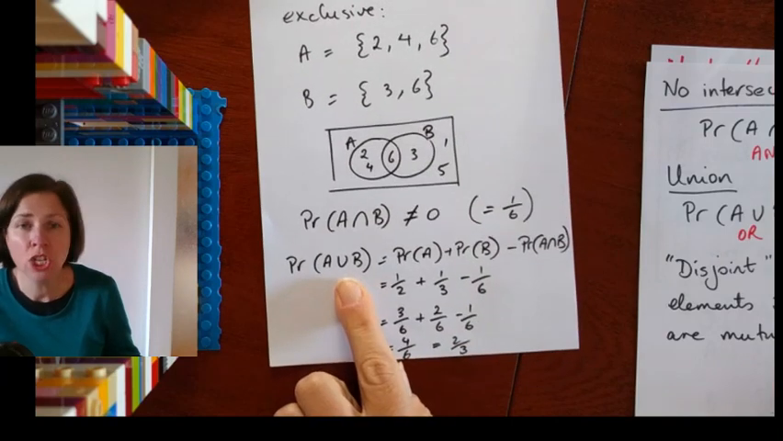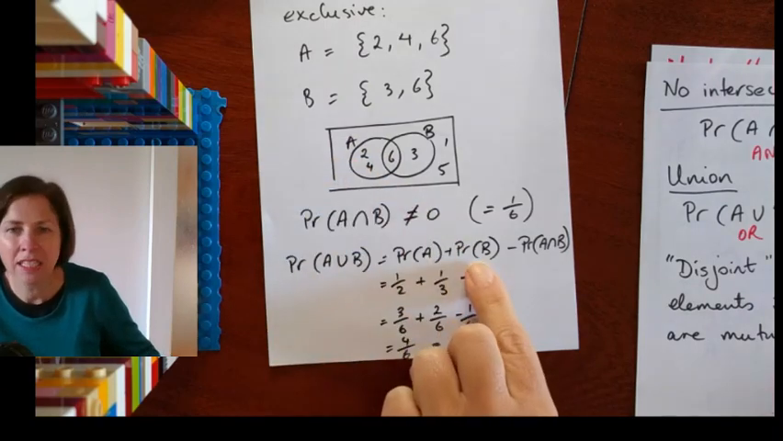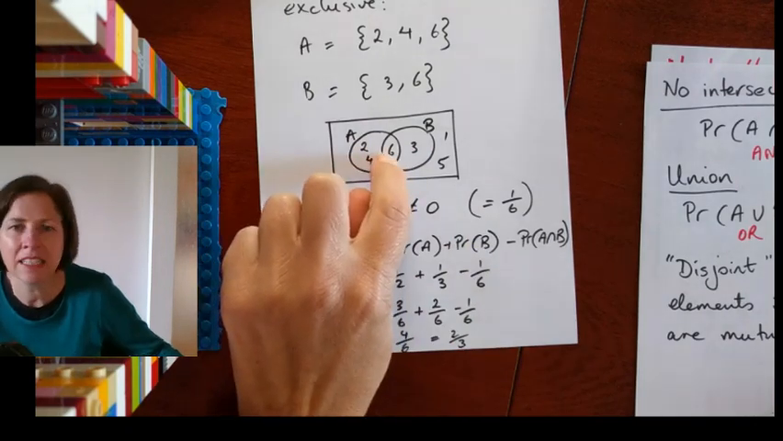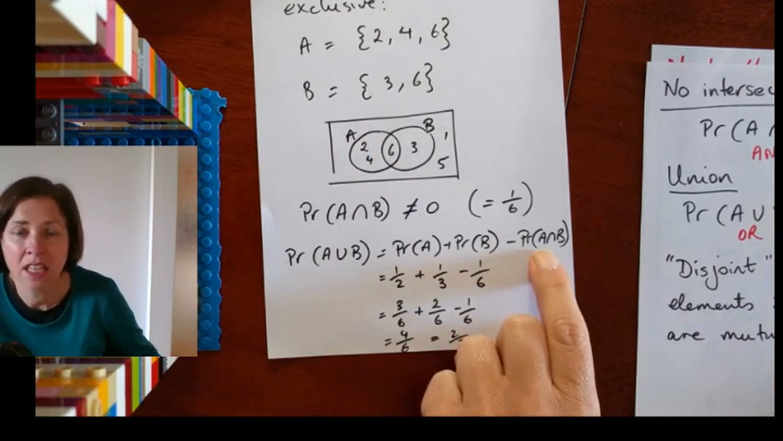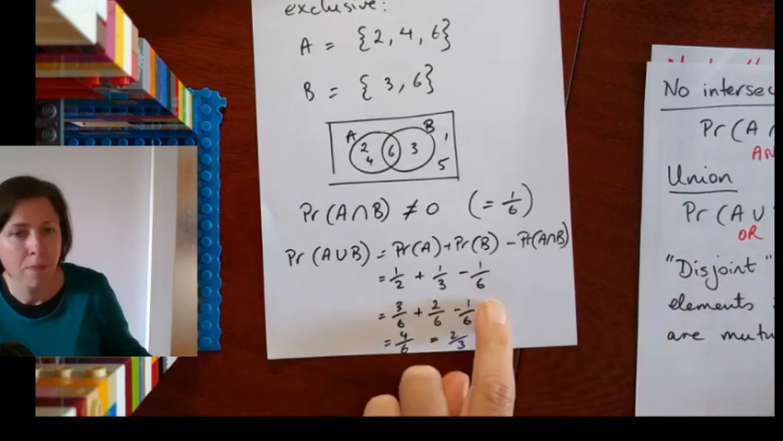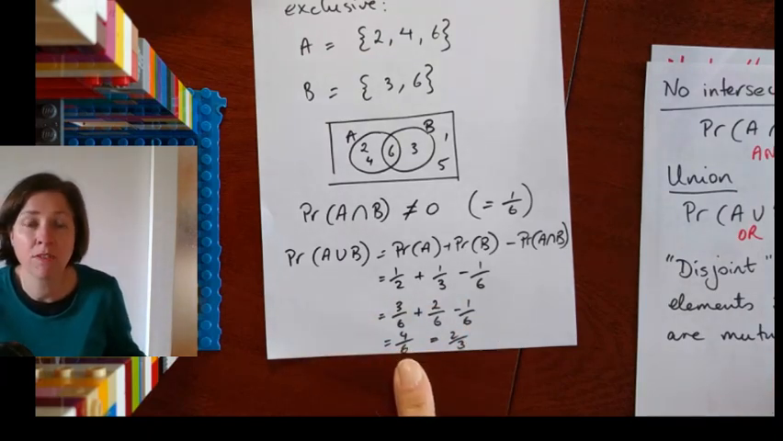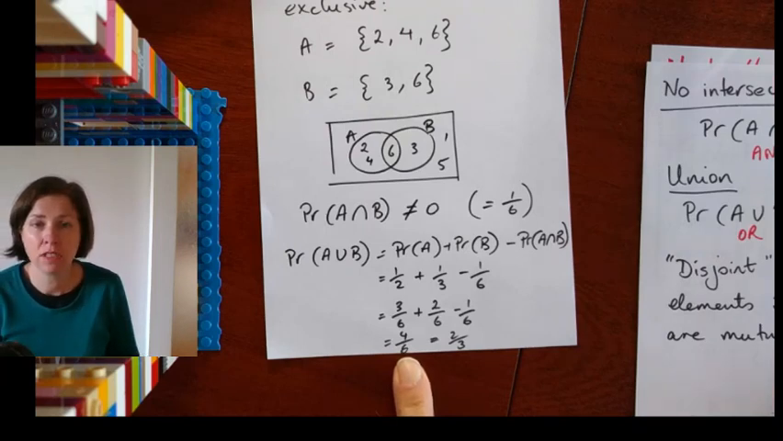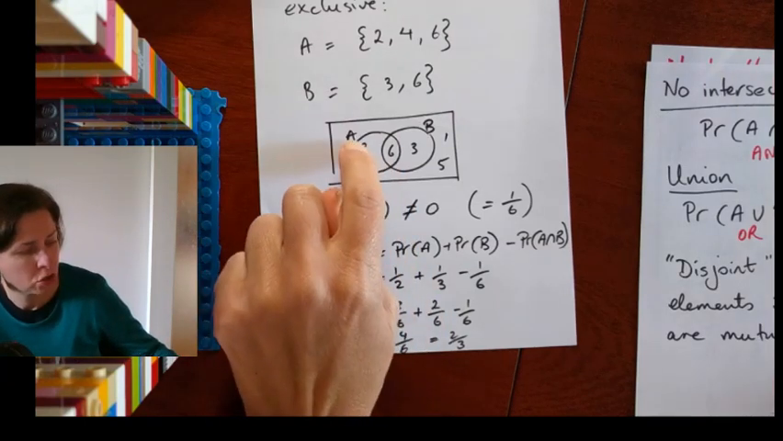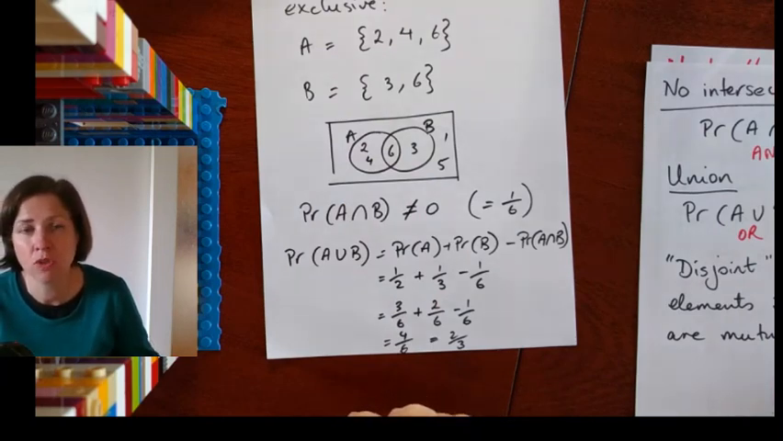The probability of the union is the probability of A, that's this circle here, plus the probability of B, that's this circle here. And then I've counted this intersecting part twice, so I subtract the intersection because I only want to count it once. So I get a half plus a third minus 1/6, which is 3/6 plus 2/6 minus 1/6, which gives me 4/6, which is 2/3. Now, if I think about that, what I'm counting here is the probability of getting either a 2, a 4, a 6, or a 3. That's the union, and that is 4 numbers out of 6, which is 2/3.